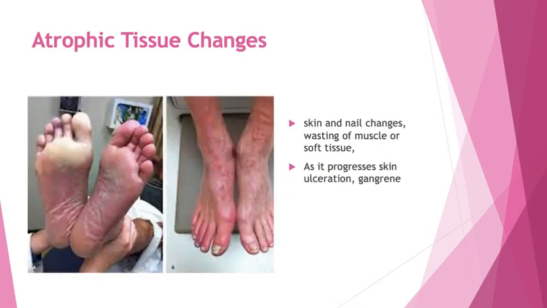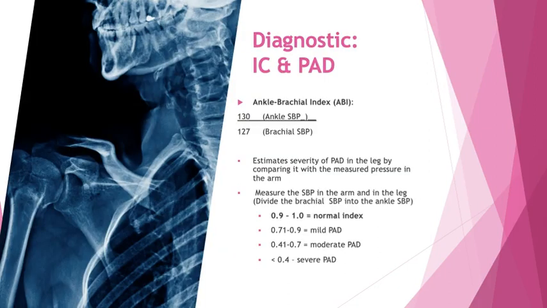Now, it's common for these patients with chronic peripheral arterial disease to have atrophic tissue changes. Then they get the wasting of muscle or soft tissue because of decreased blood flow. And as it progresses, they can get ulceration or gangrene. Some of these patients anyway require amputation because they can't get adequate blood flow to the limb. That is a different situation than the acute ischemic pain of peripheral arterial disease.